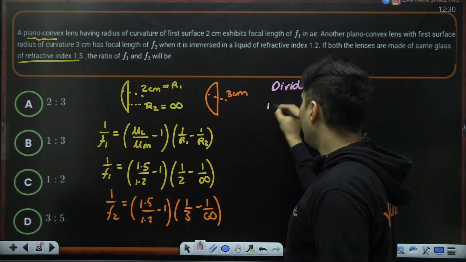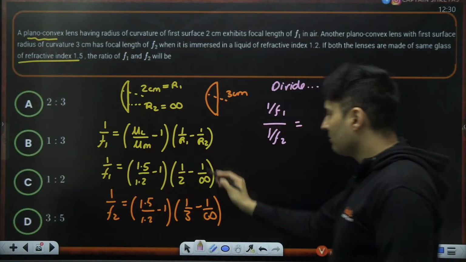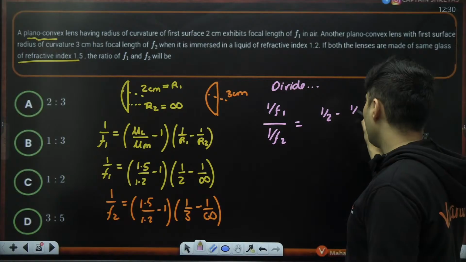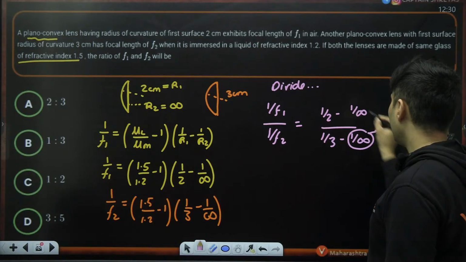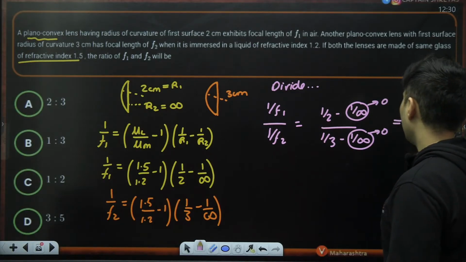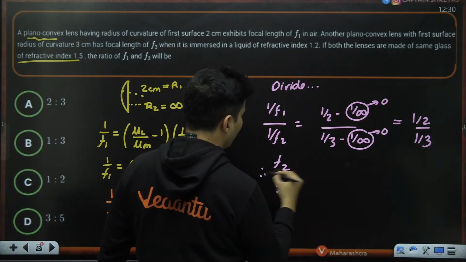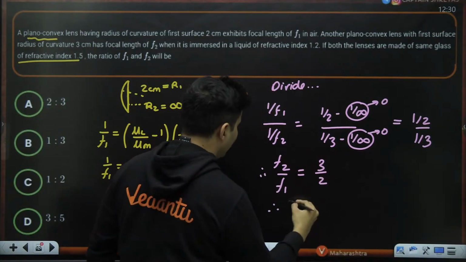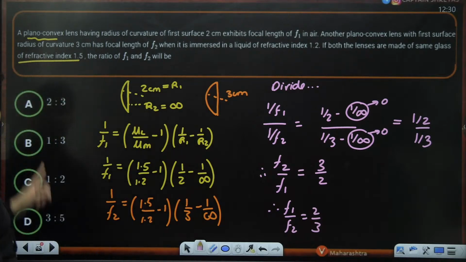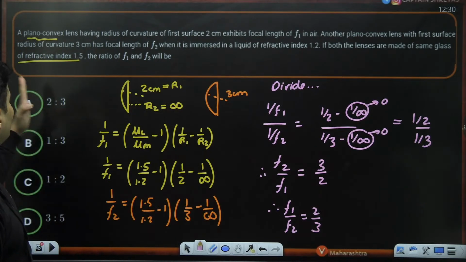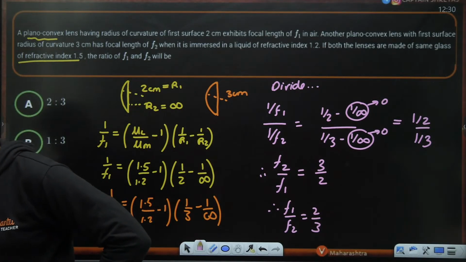Divide both of them. I'll have 1 by f1, and here I will have 1 by f2. This and this will get cancelled. So I'm just left with 1 by 2 minus 1 by infinity upon 1 by 3 minus 1 by infinity. But wait a minute, 1 by infinity is 0. So technically this is 1 by 2 upon 1 by 3. So this will become f2 on the top, f1 below, 3 on the top, 2 below. But I want f1 by f2. So that will be 2 by 3. So 2 by 3 should be the answer, which is option... I think 1 by 3 is wrong. Yeah, it should have been 2 by 3. Everybody with me on this? Clear?